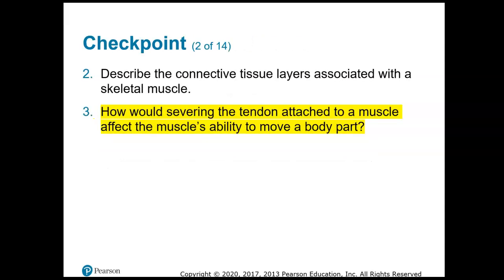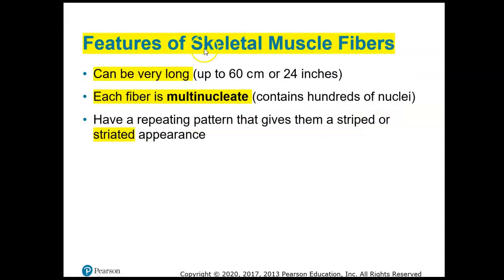And checkpoint question 3: how would severing the tendon attached to a muscle affect the muscle's ability to move a body part? Well, it would cause it not to be able to move the body part. The muscle has to be attached to the bone to cause movement. It has to be pulling on the bone to cause movement. So the movement wouldn't be able to happen.